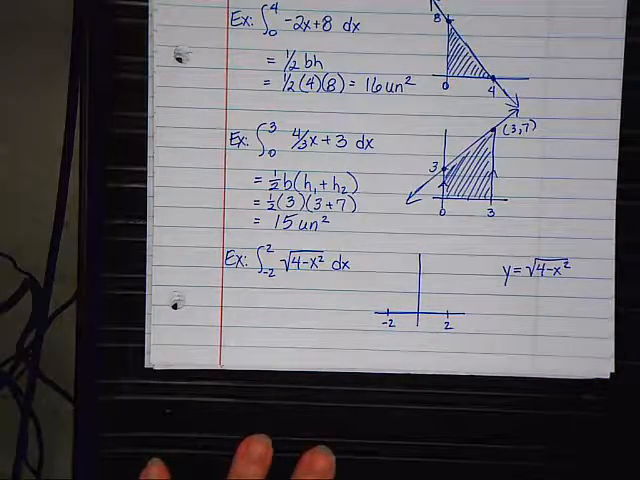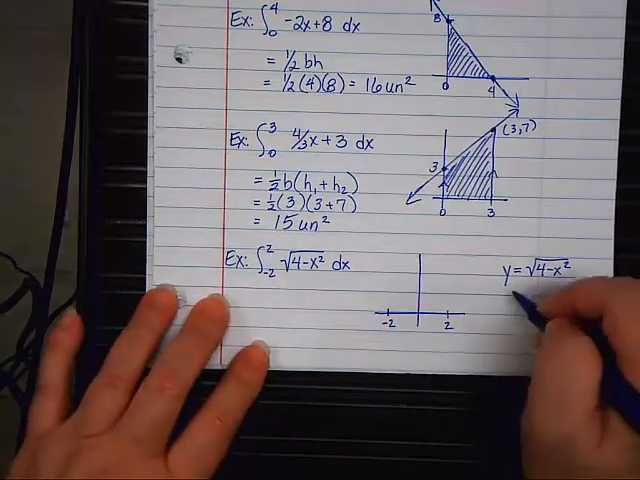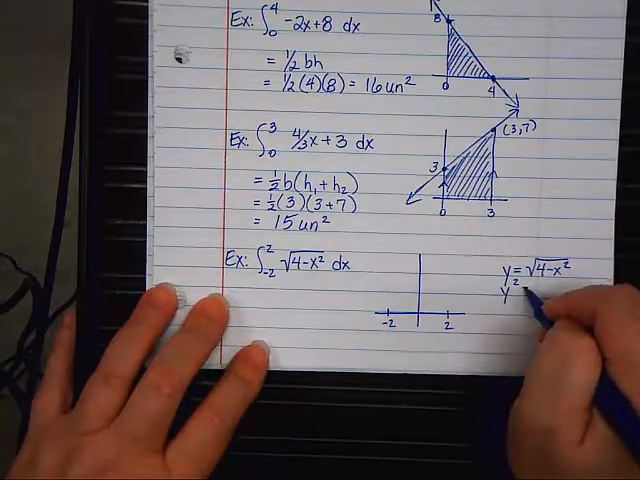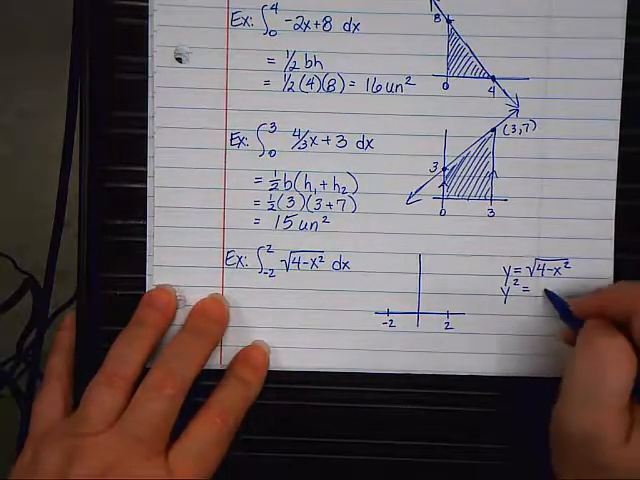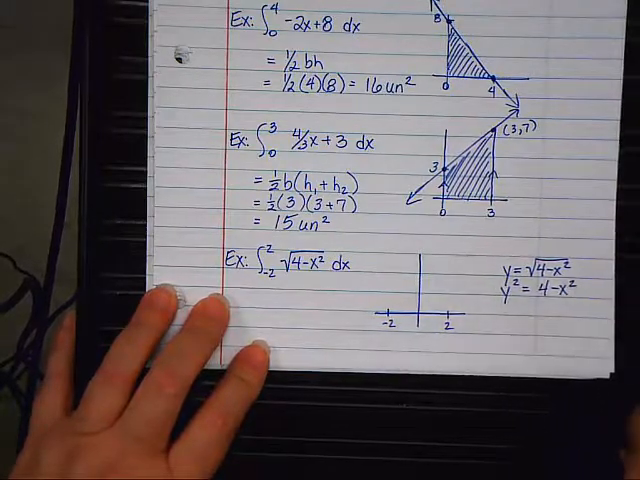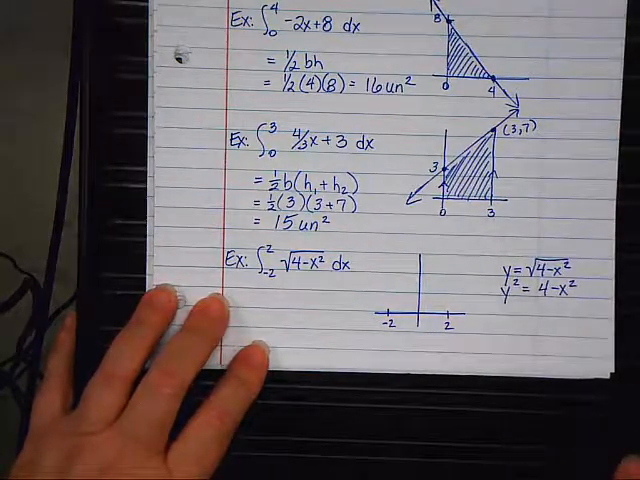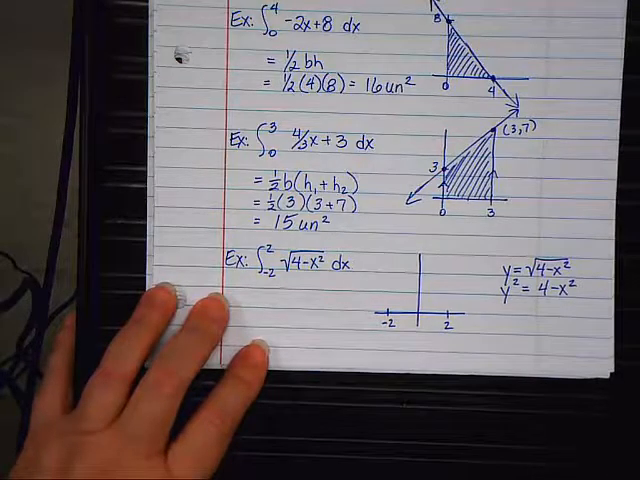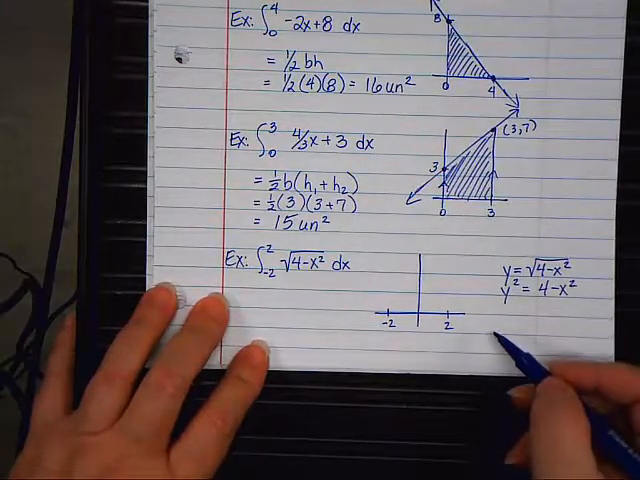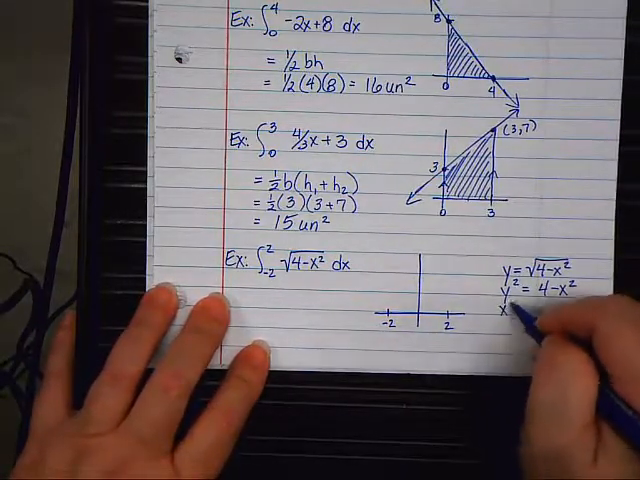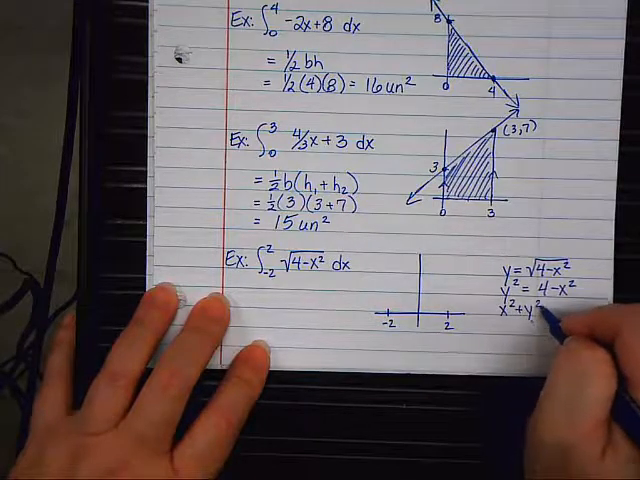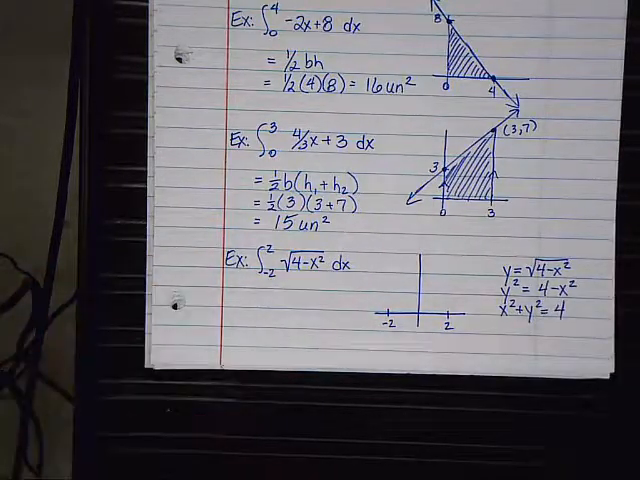First thing I want to do is take the square root off. How do you do that? Square both sides. So what's the left going to be? y squared equals, what's the other side? 4 minus x squared. Okay. Now maybe you know what it is, but if you don't, put the x's and y's together. Move the x squared over, put it in the front. It is a circle. x squared plus y squared equals 4.